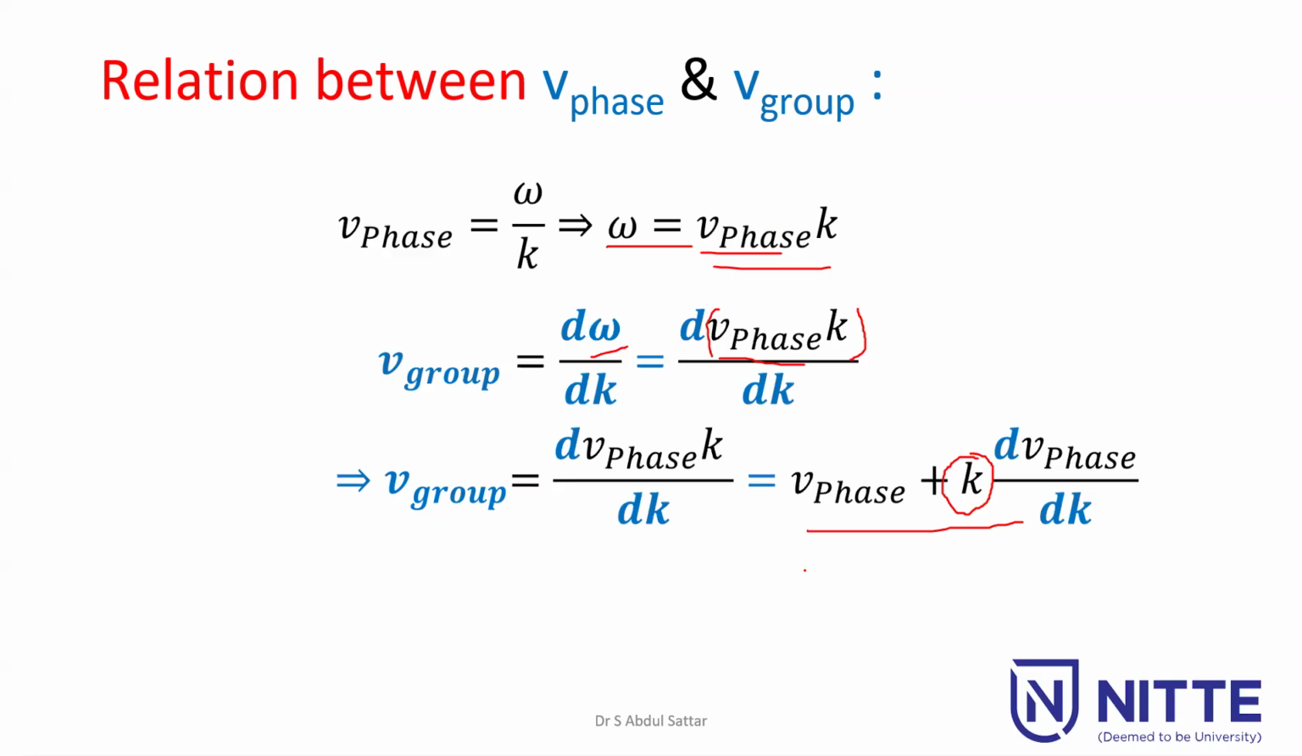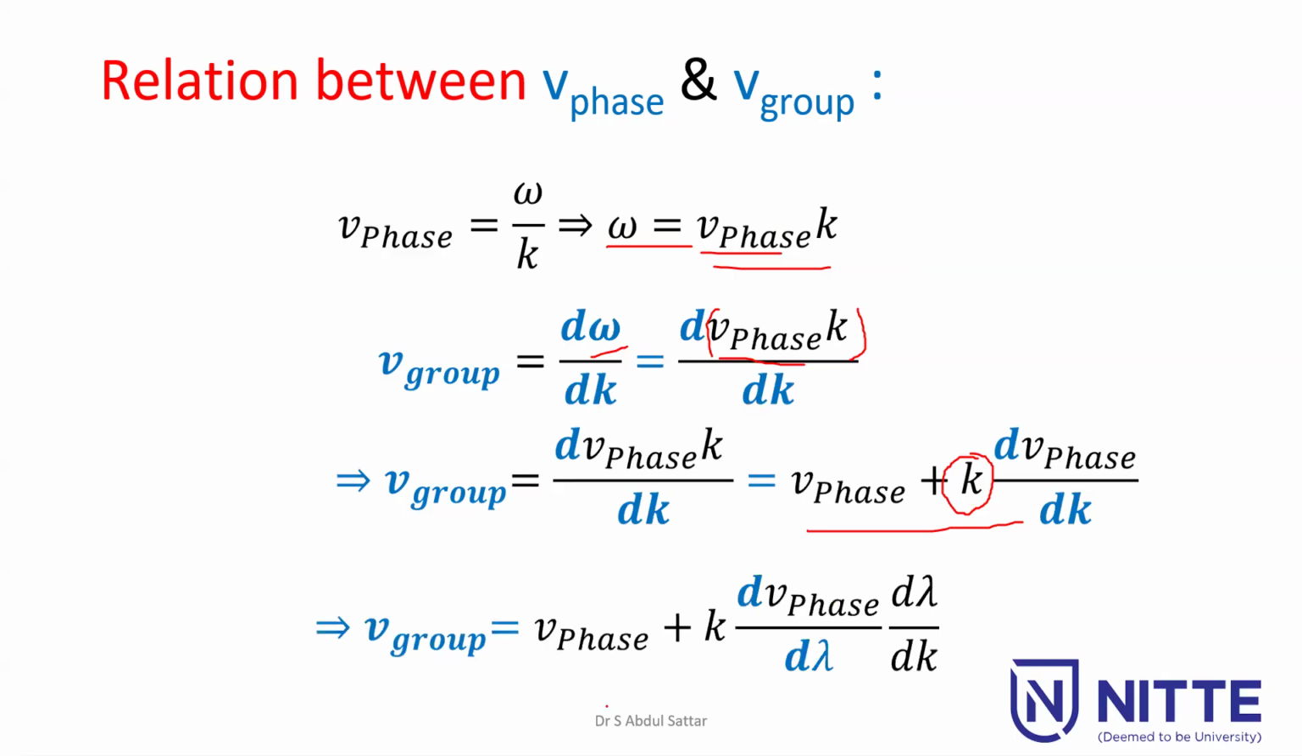For that, how we will manipulate this equation is, see here, V group equal to V phase as it is, k as it is, and dV phase by dk we write as dV phase by d lambda into d lambda by dk. So now we have to find this d lambda by dk. And k value we all know, 2 pi by lambda. If you replace these two values, you will get the relation between group velocity and phase velocity.